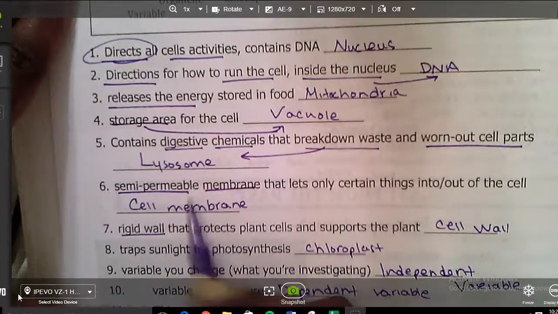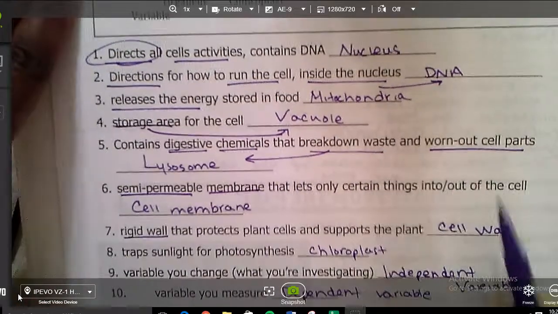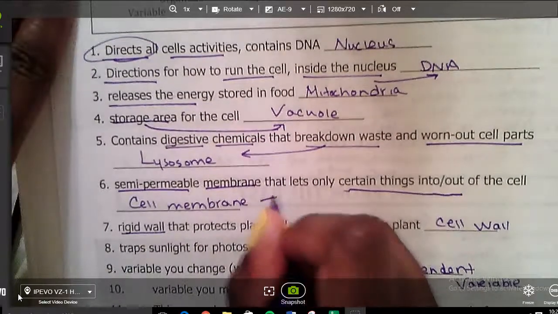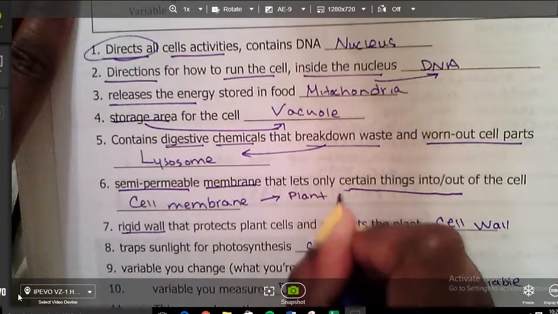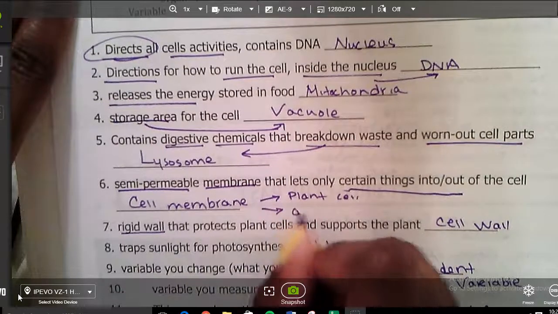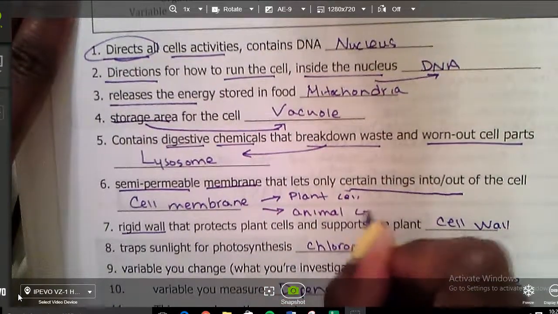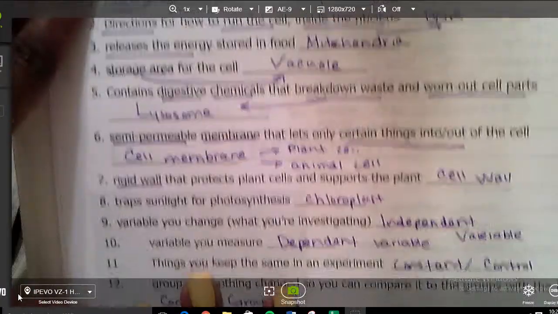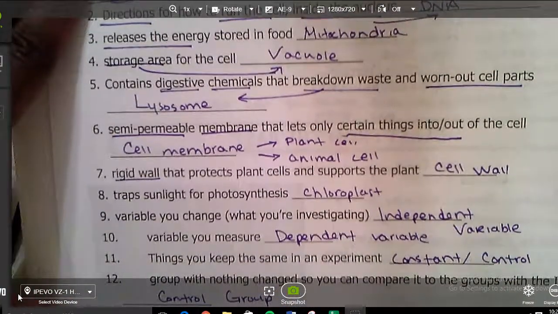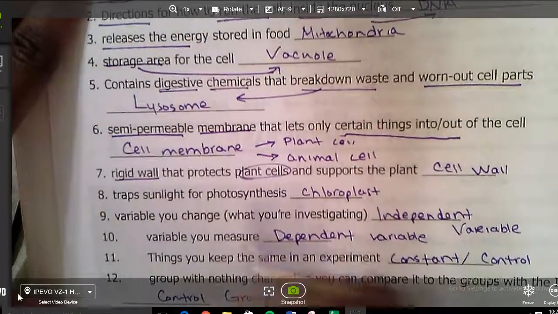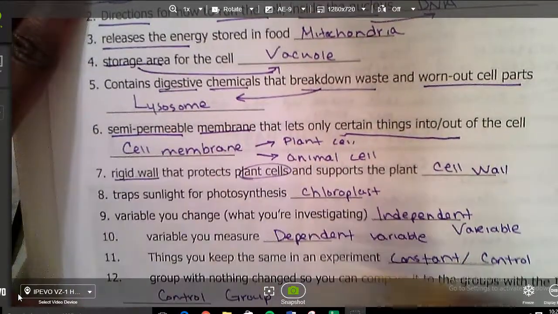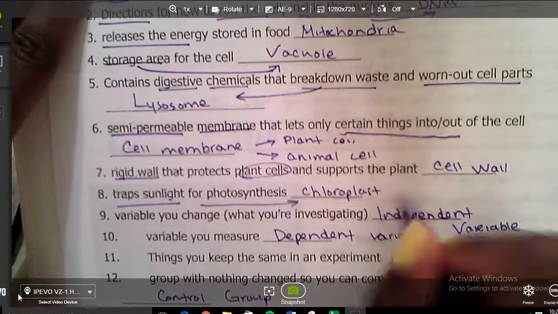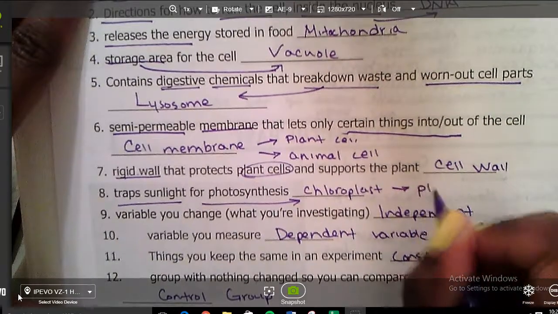Semi-permeable membrane. You don't even need to read the rest, but you should just in case. That lets only certain things into and out of the cell is our cell membrane. Remember, the cell membrane is found in the plant cell and the animal cell. Make sure that you make your paper look just like mine, unless you want to F. Rigid wall that protects plant cells and supports the plant. We know it's the cell wall. Again, only found in the plant cell, the cell wall. Trap sunlight for photosynthesis. We know we're talking about the chloroplast. This is also only found in the plant cell.